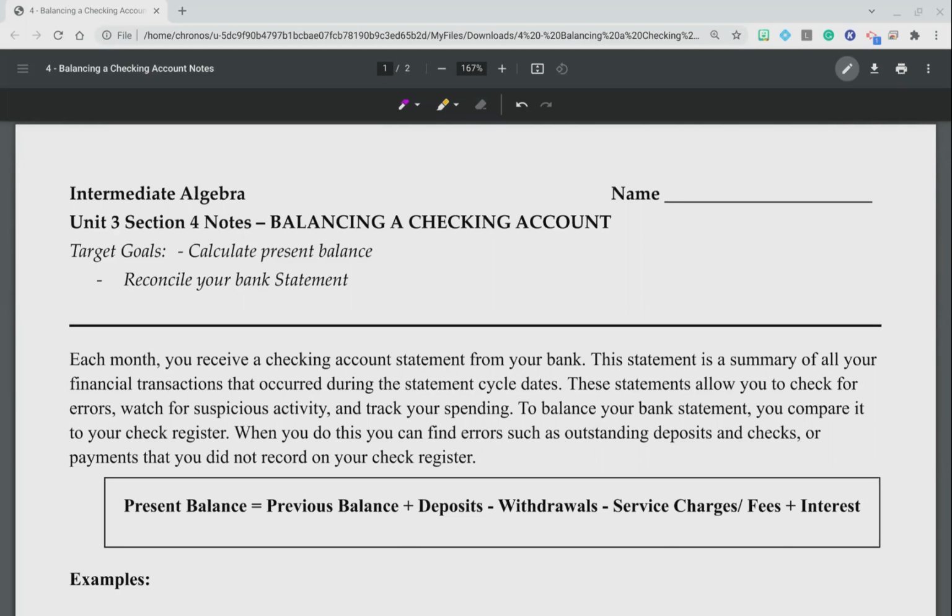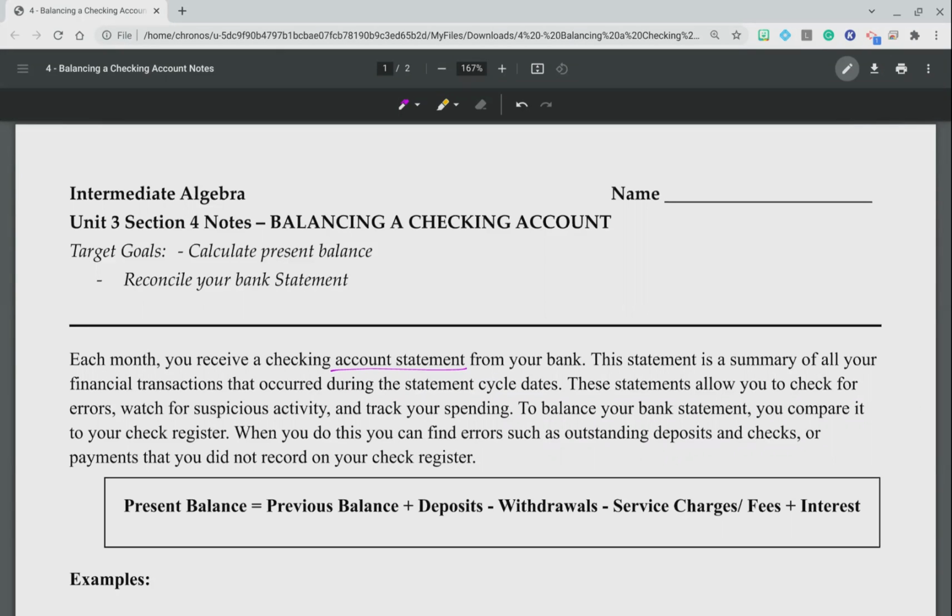Section 4, we are talking about balancing our checking account. So we're going to calculate our present balance and we're going to reconcile a bank statement. Each month you receive an account statement. Your bank may mail one to you, or you may just have an email, or you can just go check it in an app.